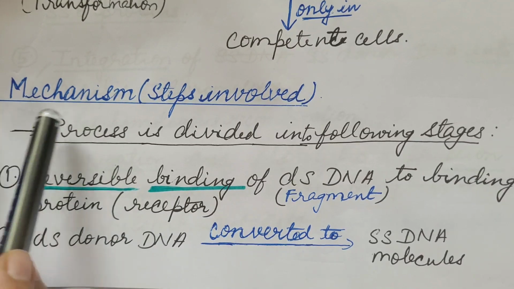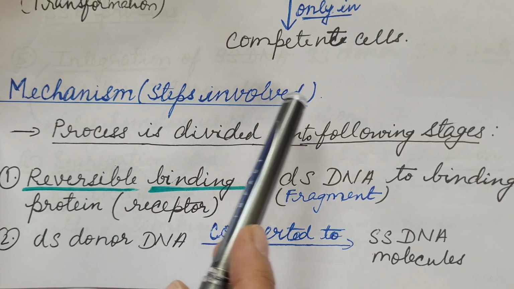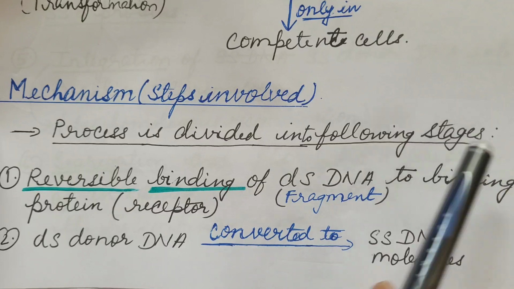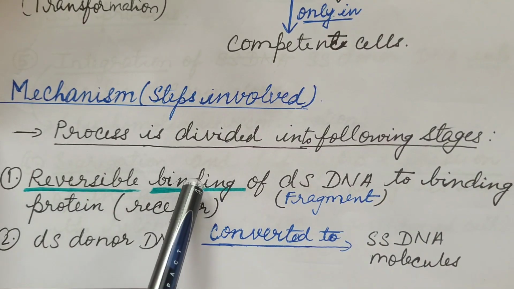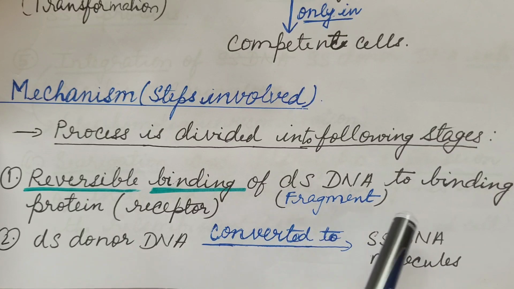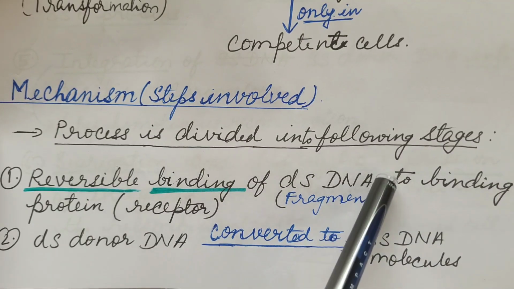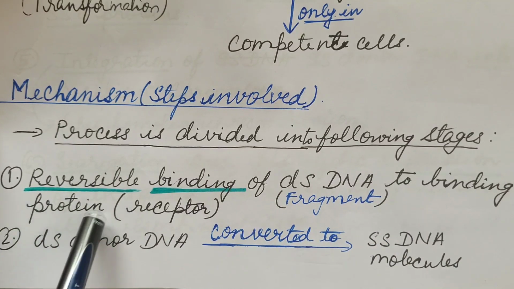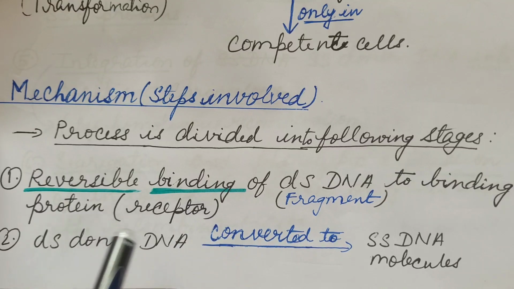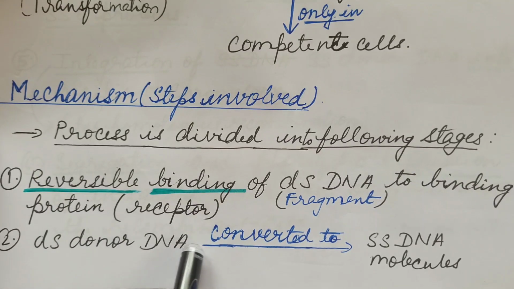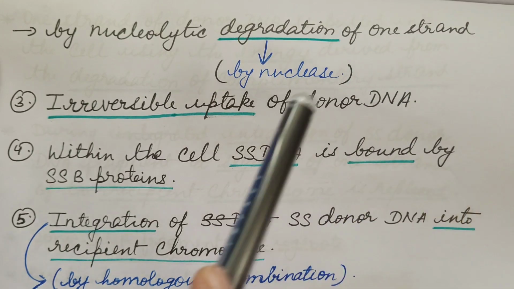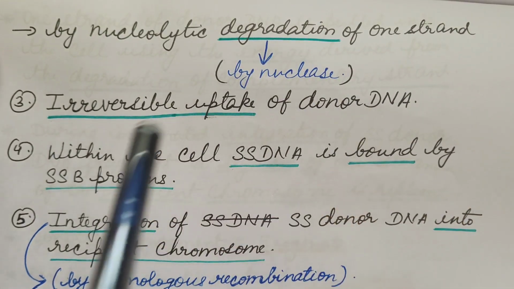Now let us see the mechanism of transformation, or the steps involved in transformation. The entire process of transformation is divided into the following stages. First of all, reversible binding of a double-stranded DNA fragment takes place. This takes place by the binding of this double-stranded DNA fragment to the competence factor, or the protein present on the surface known as the receptor protein. Then the double-stranded DNA is converted into single-stranded DNA by nucleolytic degradation of one strand by a nuclease enzyme.